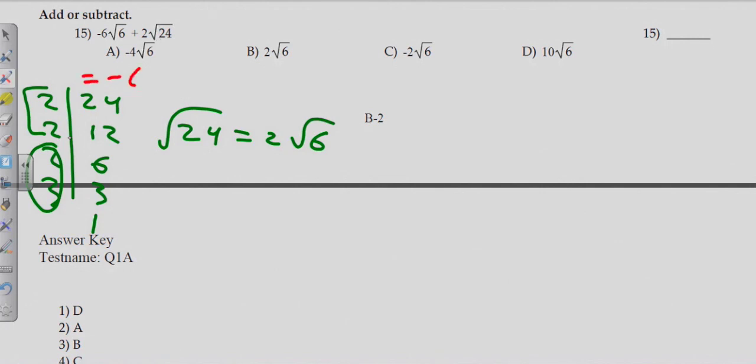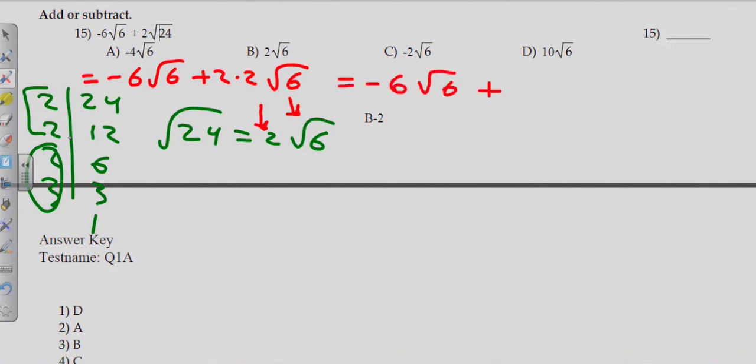I can write minus 6 radical 6 plus 2, this 2 multiplied by this 2, right? And then also radical 6. I just replaced the square root of 24. Now, this is minus 6 radical 6 plus 4 radical 6, which is minus 2 radical 6. That's the final answer, which is this one. Okay now? Clear?